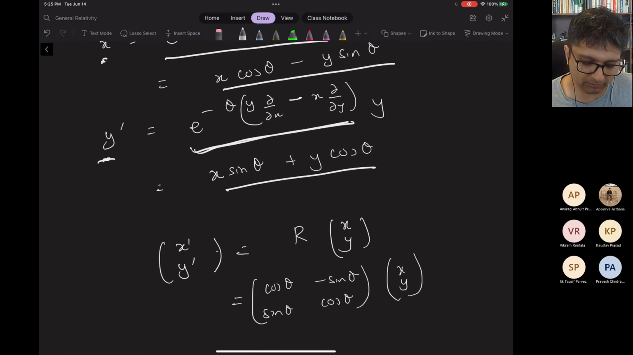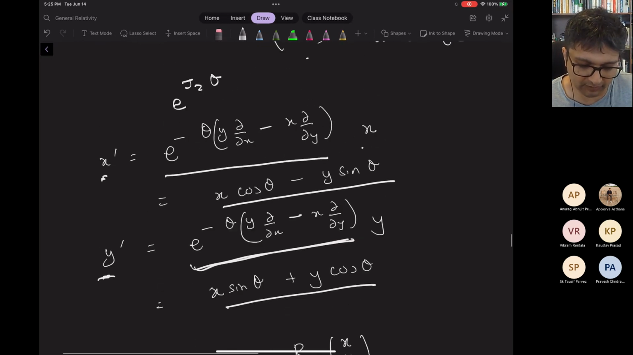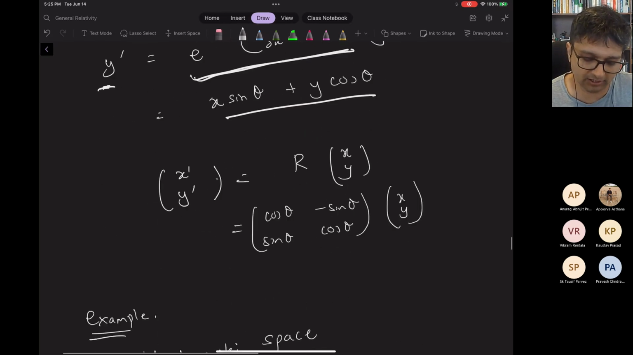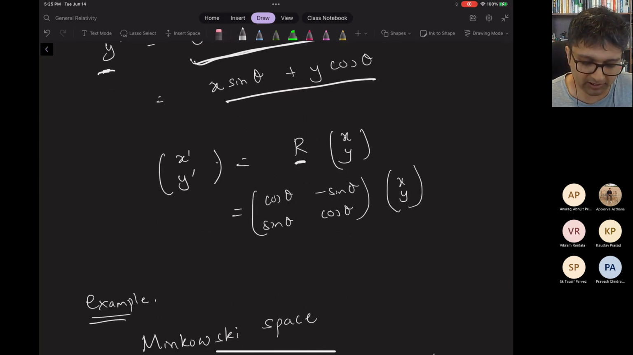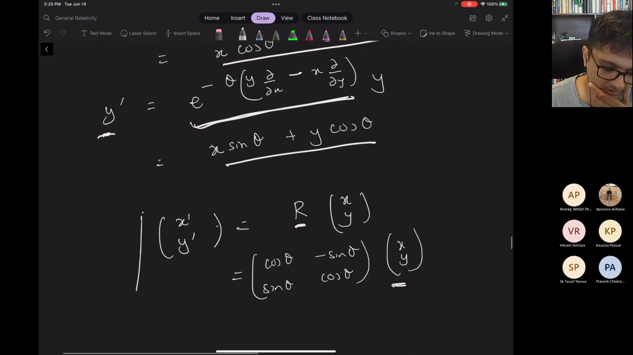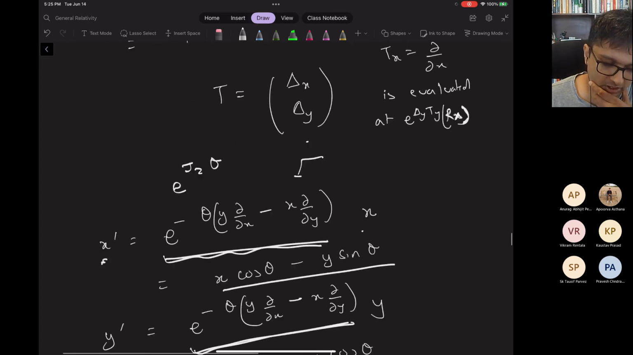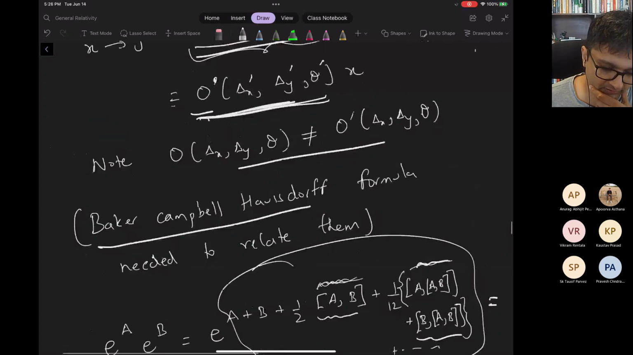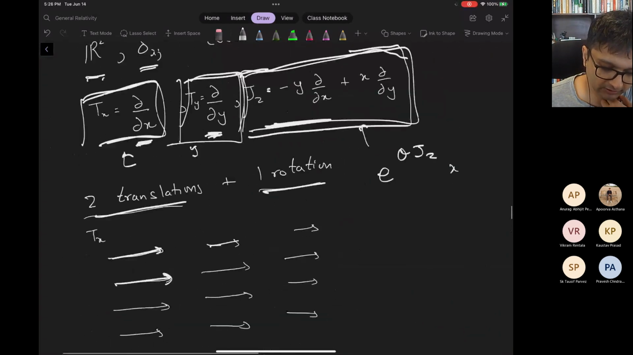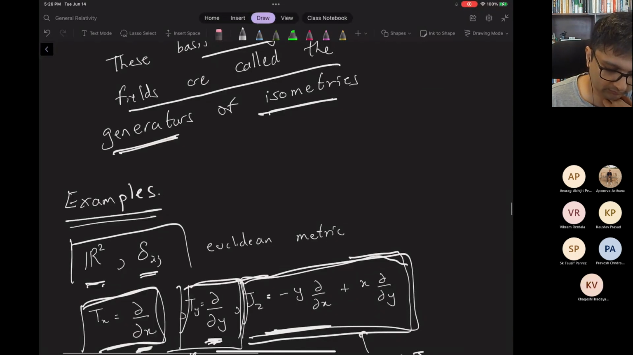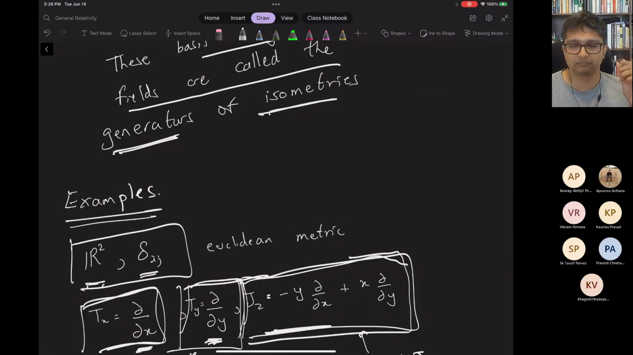So for x prime, y prime, it'll turn out that after the dust settles, when you do this complicated operation on x, you will get a matrix R acting on (x, y), which is (cos theta, sin theta; minus sin theta, cos theta) acting on (x, y). So this was a simple example of R2 with the Euclidean metric. Any questions here?